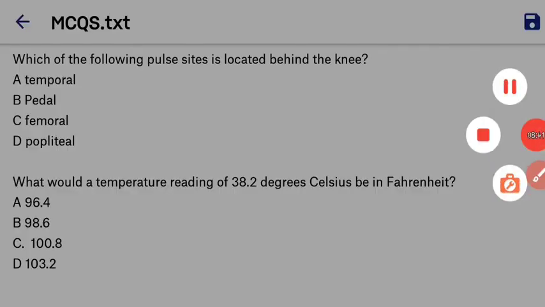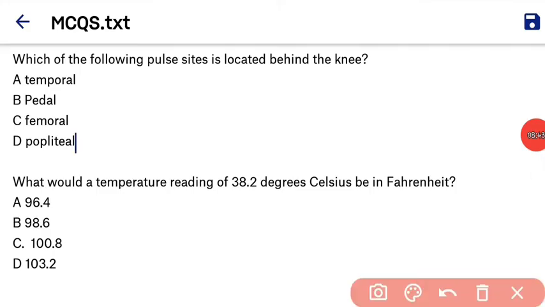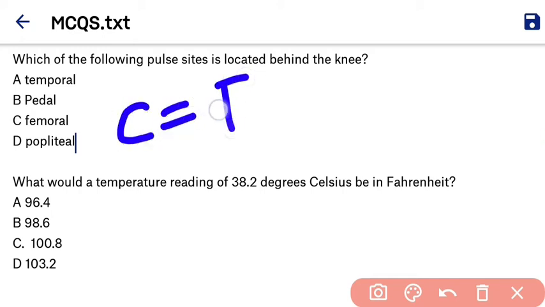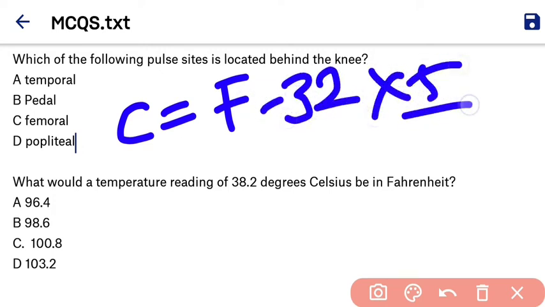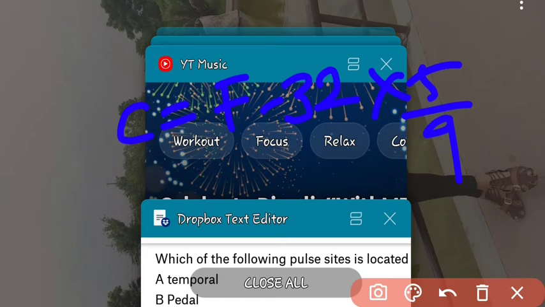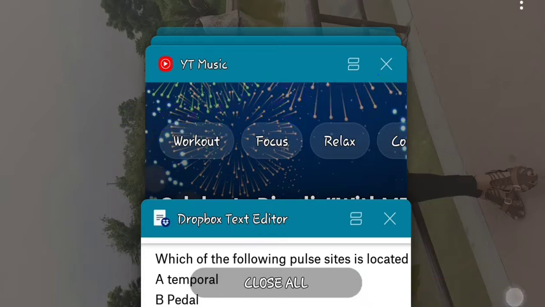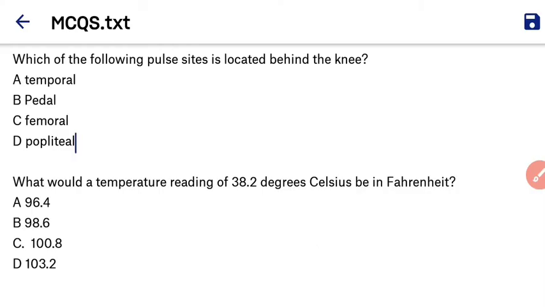Then the formula for conversion from Fahrenheit to Celsius: Celsius is equal to Fahrenheit minus 32 into 5 by 9. Okay, so this one is the formula for conversion from Fahrenheit to Celsius.